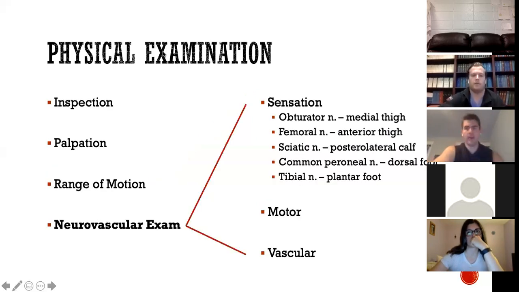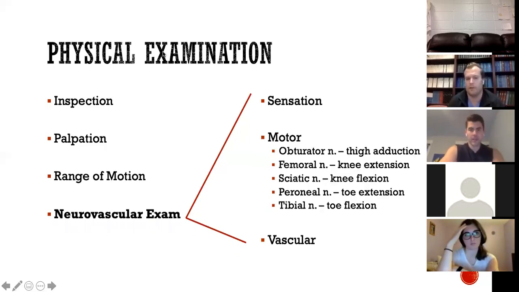Finally, we want to do the neurovascular exam. Again, you'll pay attention to the major dermatomes about the knee and the lower leg. The obturator nerve supplies the medial thigh. The femoral nerve covers the anterior thigh. The posterior or sciatic nerve covers the posterior lateral calf. Again, the foot is divided dorsally by the common peroneal nerve and plantarly by the tibial nerve.